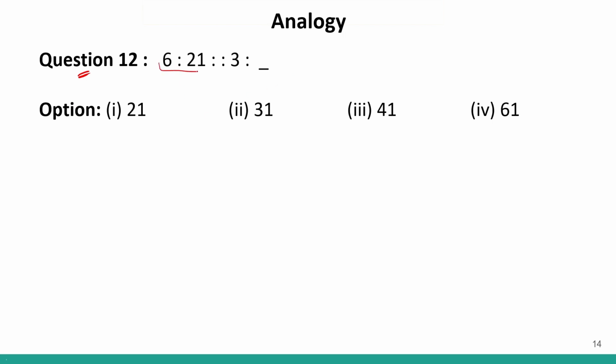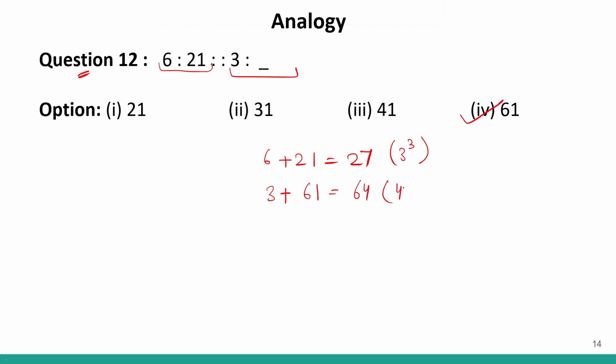Now, what is the sum of 6 and 21? 6 plus 21, the sum is 27. So if I add a number to 3, let's say 3 plus 20 or 3 plus 61. Now 27 is 3 cube, right? So if I add 61, out of the given options, I will get 64, which is 4 cube. So the sum of these two numbers is equal to 3 cube and the sum of these two numbers is equal to 4 cube. So this is the logic that is used in this question. So answer will be option number 4, 61.